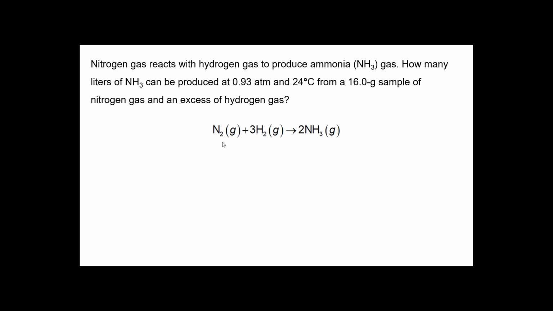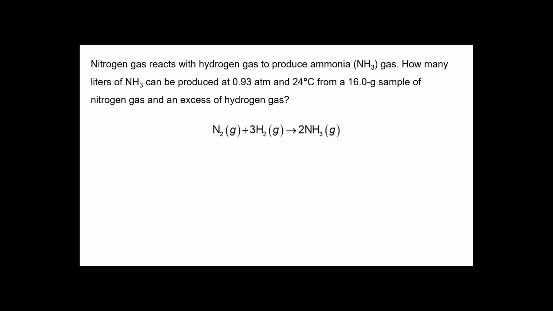How many liters of ammonia can be produced at 0.93 ATM, 24 degrees Celsius, from a 16 gram sample of nitrogen gas and excess hydrogen gas? So, they're telling you a few things here. This is not a difficult problem. It's just something new. But you've been doing all of this separately in other steps. We're now just going to combine everything.